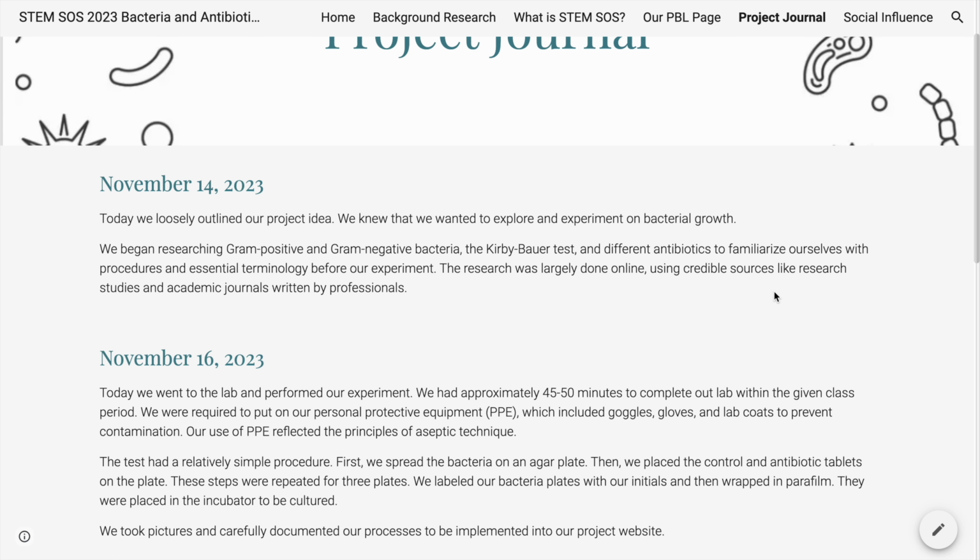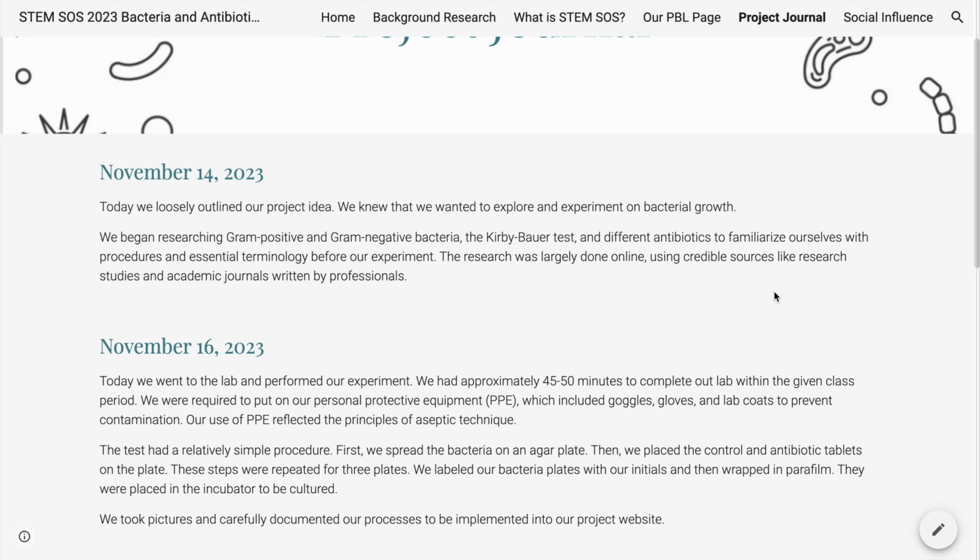November 14th, we loosely outlined our project idea because we knew that we already wanted to explore an experiment on different bacterial growths. We began researching gram-positive and gram-negative bacteria, the Kirby-Bauer test, and different antibiotics to familiarize ourselves with procedures and essential terminology before the experiment. The research was largely done online, and we used credible sources and research studies that were published by professionals.